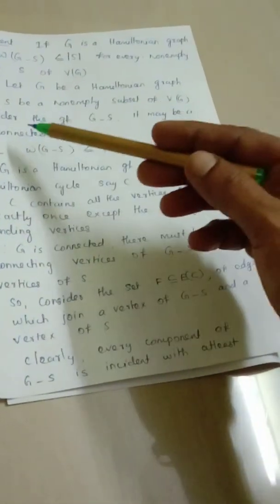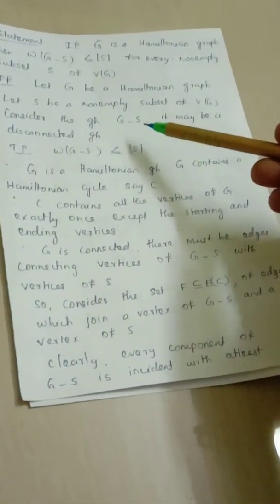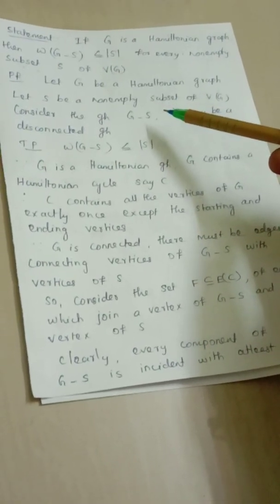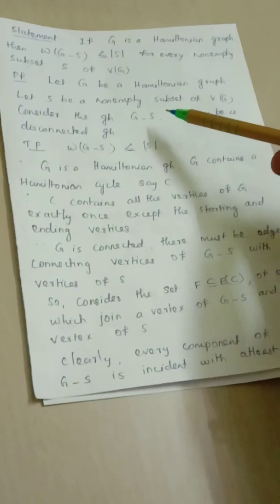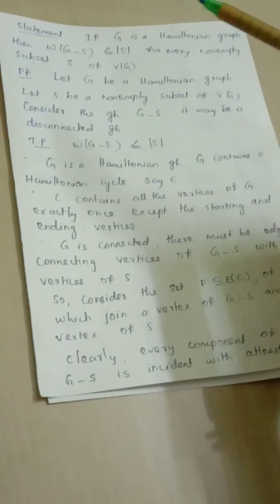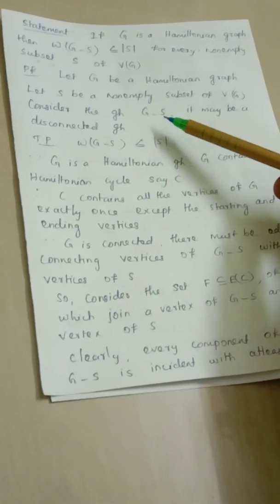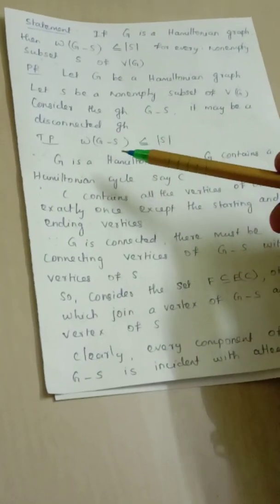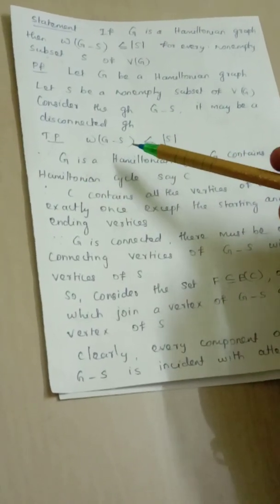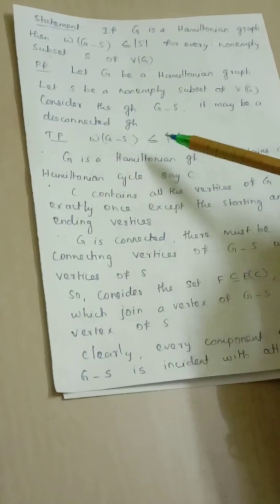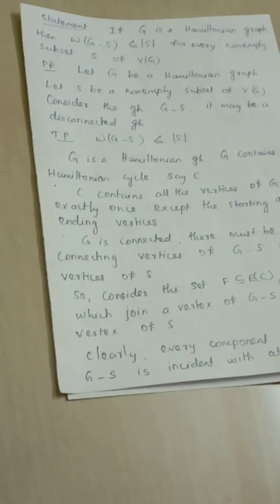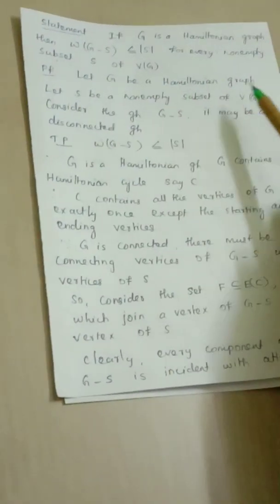Now we are going to construct a new graph G − S. That is, we are deleting all the vertices of S from the graph G. Then this graph G − S may be a disconnected graph. Our aim is to prove the number of components of G − S should be less than or equal to the cardinality of S. By our assumption, G is a Hamiltonian graph.